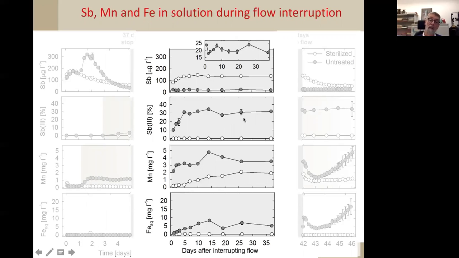Especially we see this in the Sb(III) concentration, and we see this in the manganese concentration, and we see that manganese also increased slightly during that phase. So apparently the columns did not completely remain sterile over the entire time of the experiment. But we do not see iron reduction in the sterilized columns, only here in the untreated, so in the non-sterile columns.